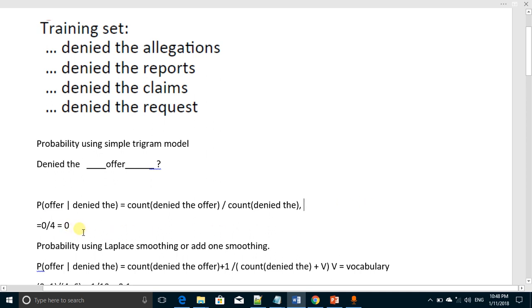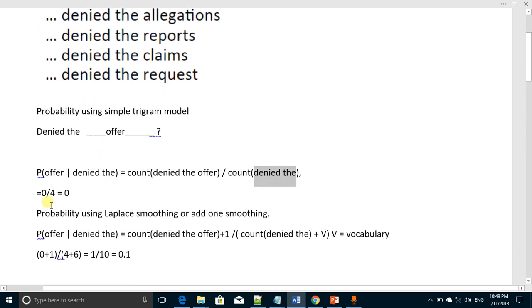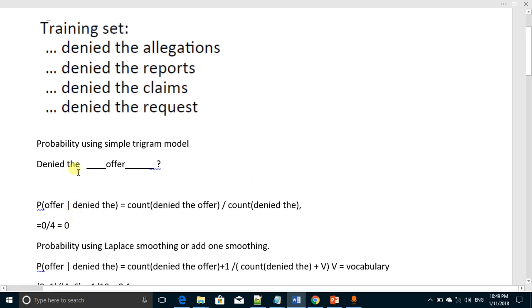we get this answer, because the count of these three words in this training is zero. We do not find the triplet "denied the offer" in this training set, so I write zero here, and the count of the phrase "denied the" is 1, 2, 3, 4, so I write 4 here, and 0 divided by 4 equals 0. So in this case we get the answer 0, and it doesn't seem appropriate, because "denied the offer" seems quite a correct sentence according to this training set.